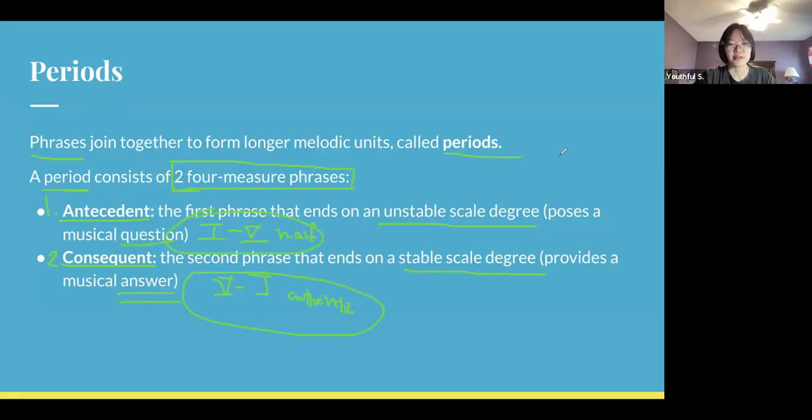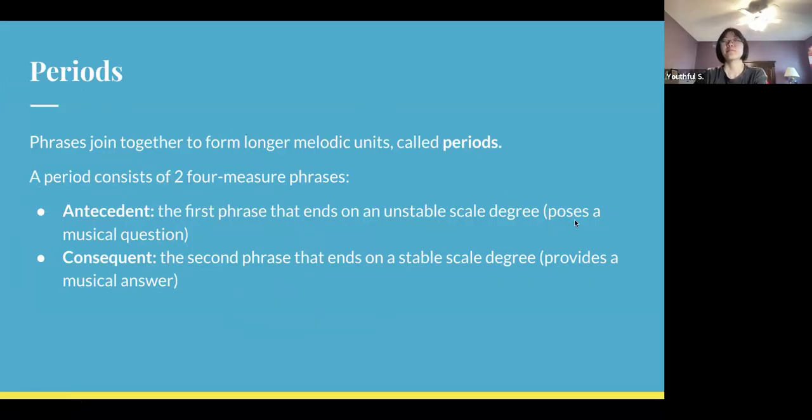So periods are called periods basically when you have more than one phrase joined together. And then you also might have heard of different terms, like parallel and contrasting periods. Those are different types, but we won't get too much into that. Mainly, we're going to be analyzing parallel periods.